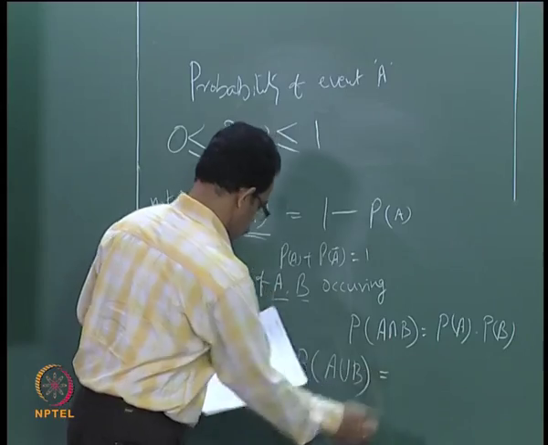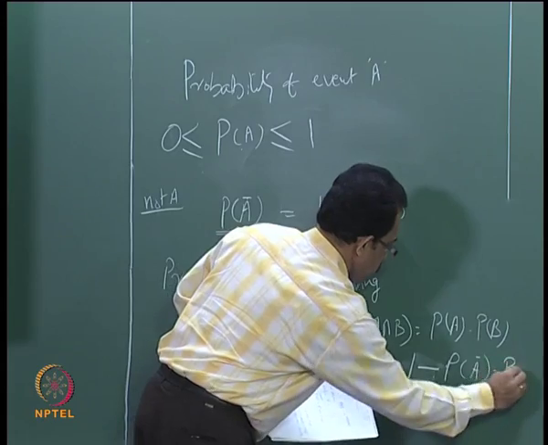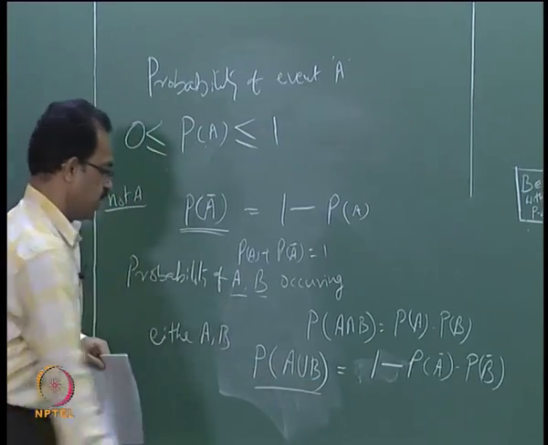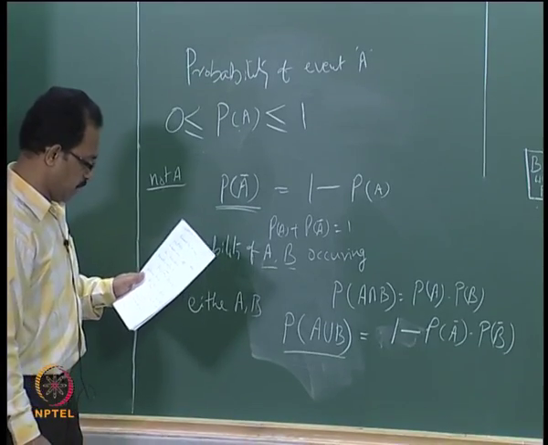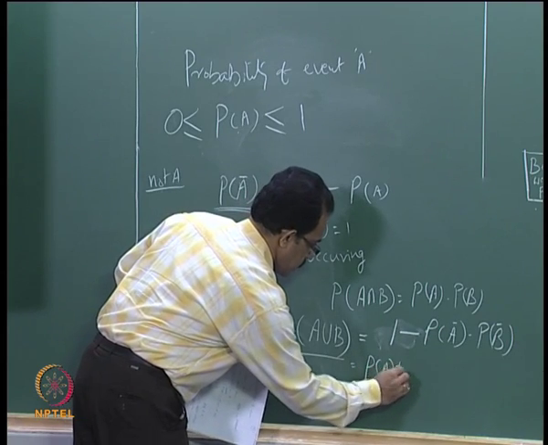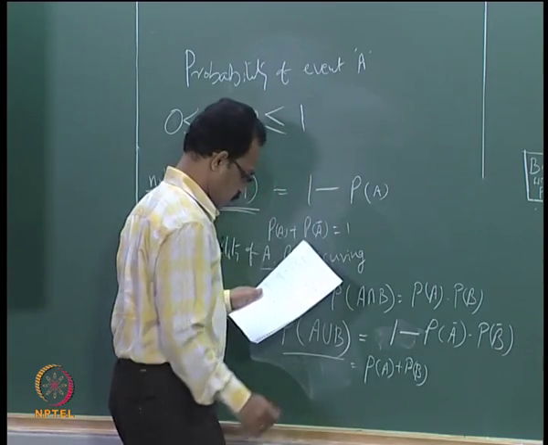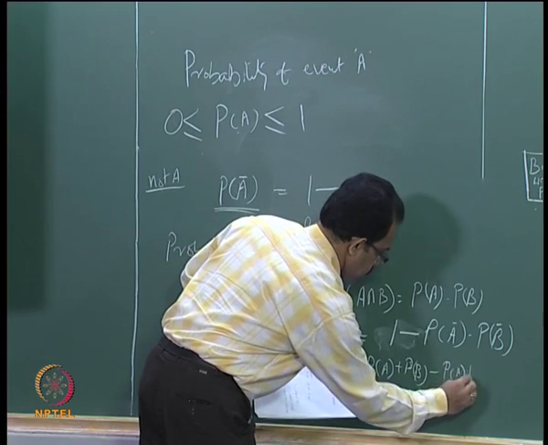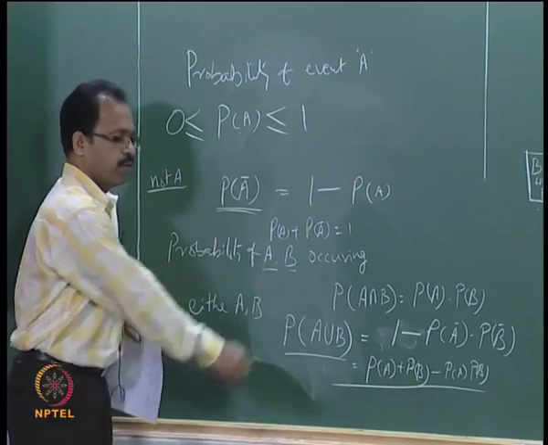So, that is given as P of A complement multiplied by P of B complement, that is P of A union B, either A or B happening, is given by 1 minus PA minus PA multiplied by PB, and if you simplify it, you will get it as PA plus PB, that is the probability of A plus probability of B minus PA PB, that is either of A or B happening.